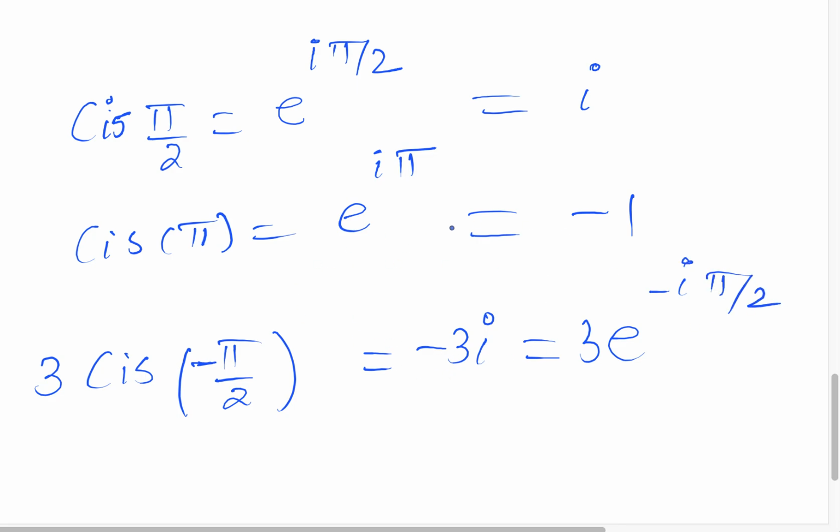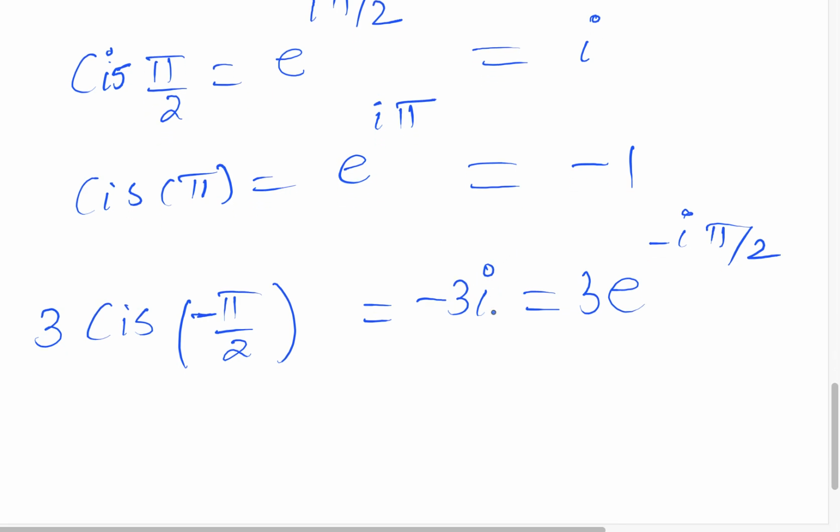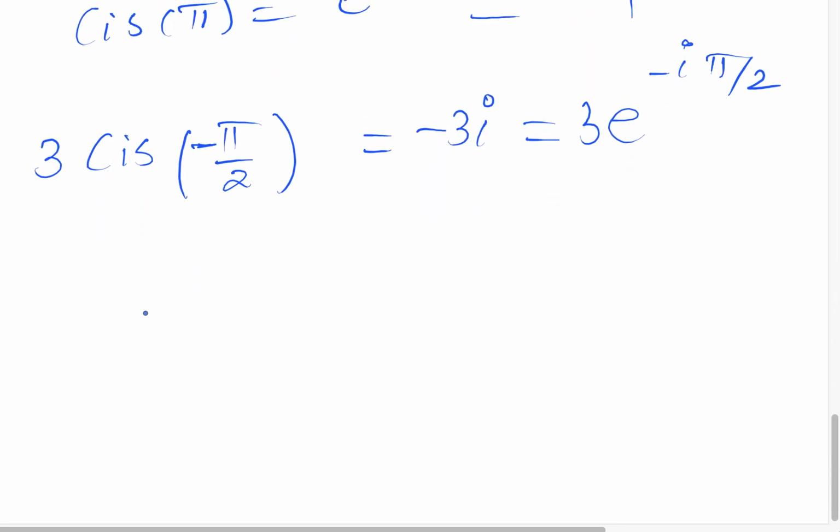So do you see how we are drawing equivalence between the Cartesian form, the polar form and the Euler's form? It's important that you are able to change from one form to another, because sometimes you will need the Cartesian form, sometimes the polar form, and sometimes the Euler's form.